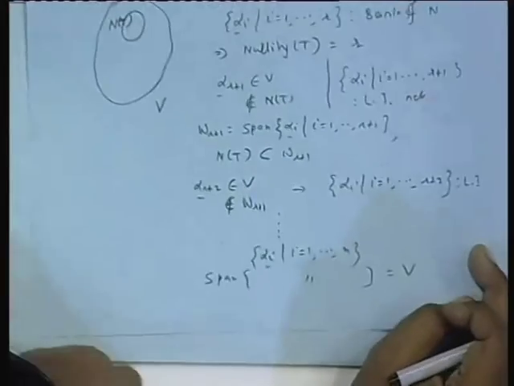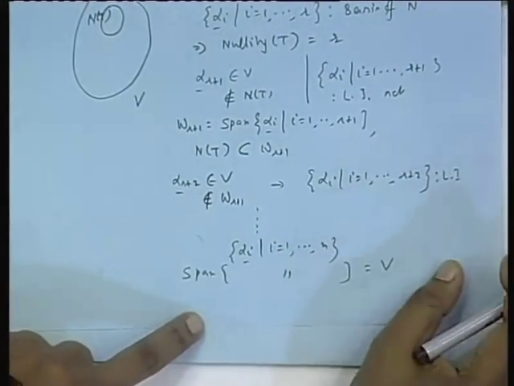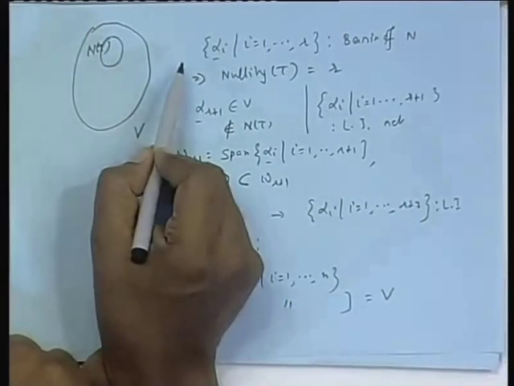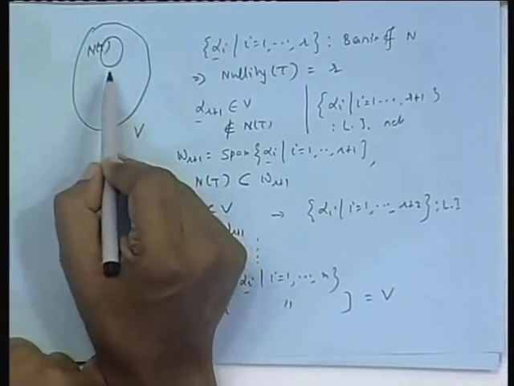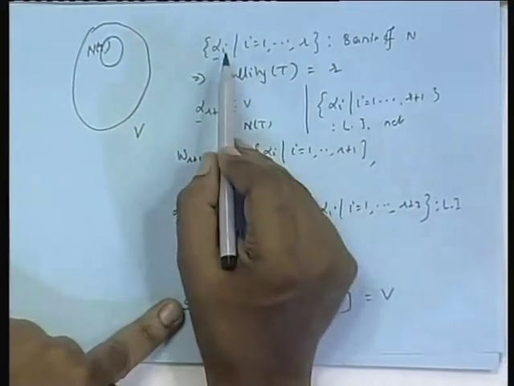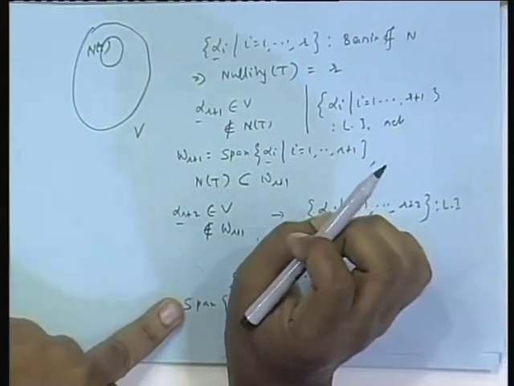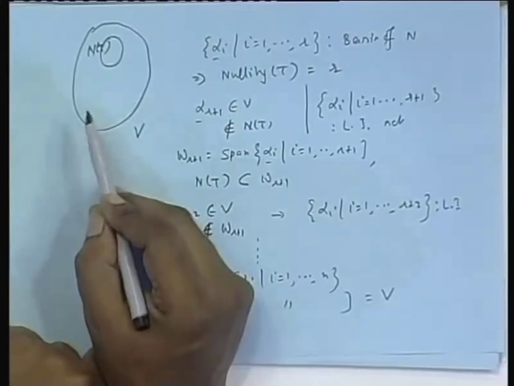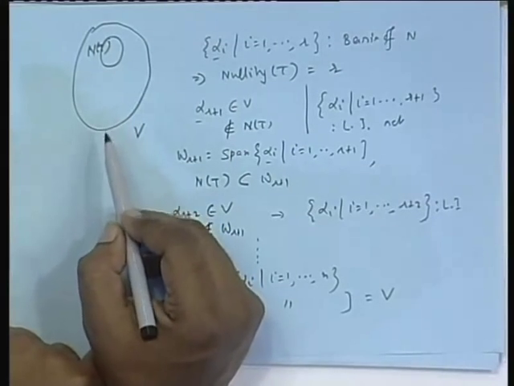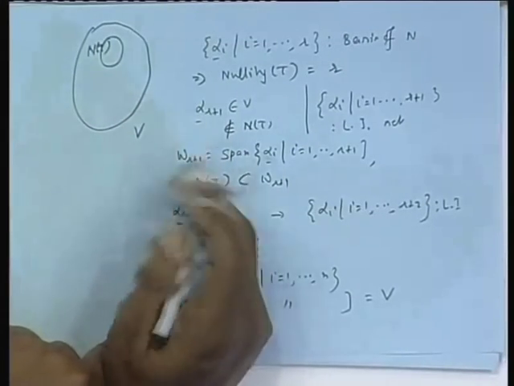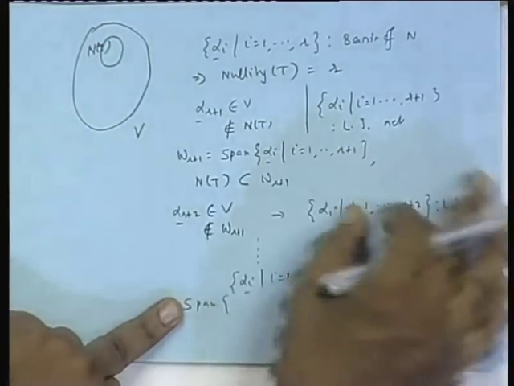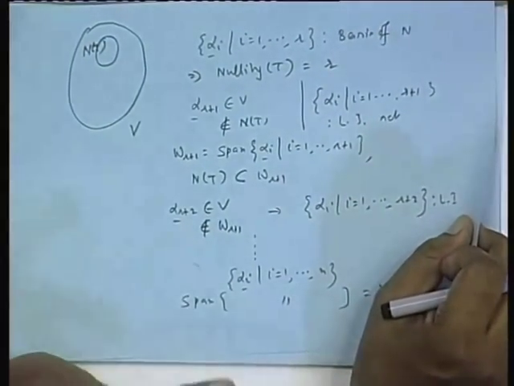Now, I already know that if I apply T on alpha_1, I get 0, T on alpha_2, I get 0, up to T on alpha_r, I get 0, because alpha_1 to alpha_r belong to the null space of T. But if I apply T on alpha_(r+1), or on alpha_(r+2), or up to alpha_n, what do I get? I get definitely some vectors belonging to the range space of T, and those vectors also will be linearly independent. That is what we can show easily.